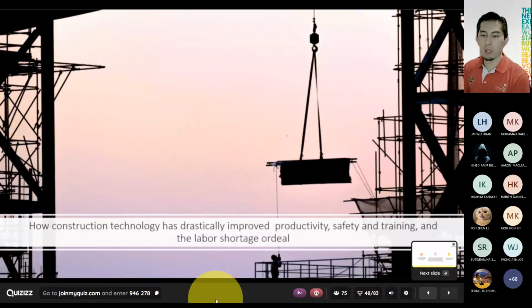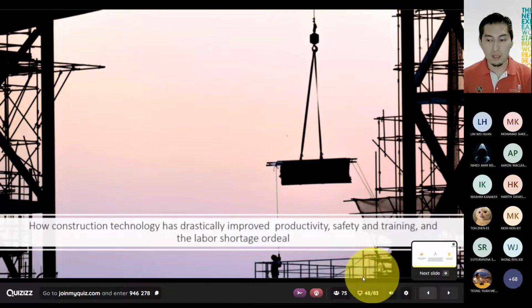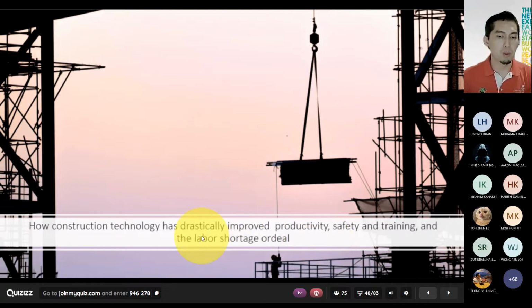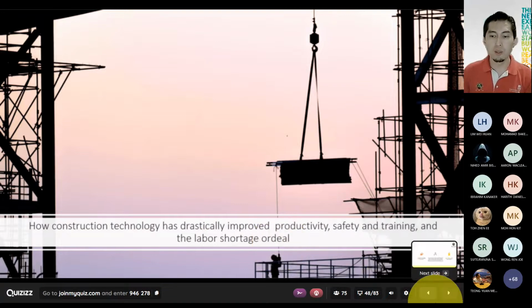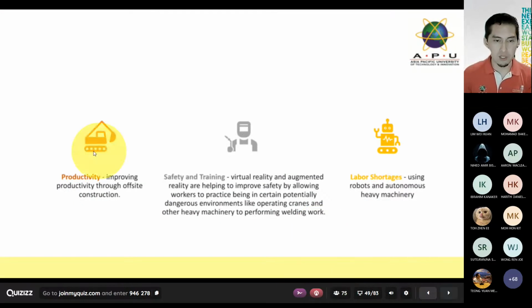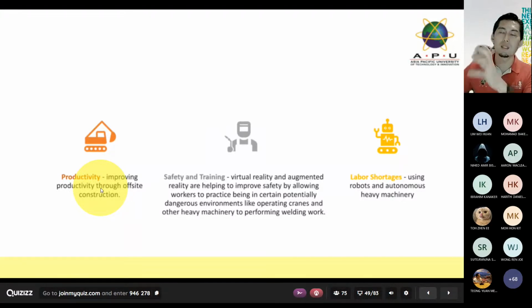Yeah. So a quick statement here to highlight how construction technology has drastically improved all these areas and aspects: productivity, safety, training, and of course, more importantly, addressing the labor shortage ordeal when it comes to construction. Yeah. So one of the areas that is being emphasized a lot in relation to that. So you see productivity, of course, you are even improving productivity through off-site construction, whereby you saw modular just now. You pre-build all of this already, right? You have pre-built them with a certain dimension, whereby when it comes to construction, you are just putting them out like Lego pieces. Yeah.